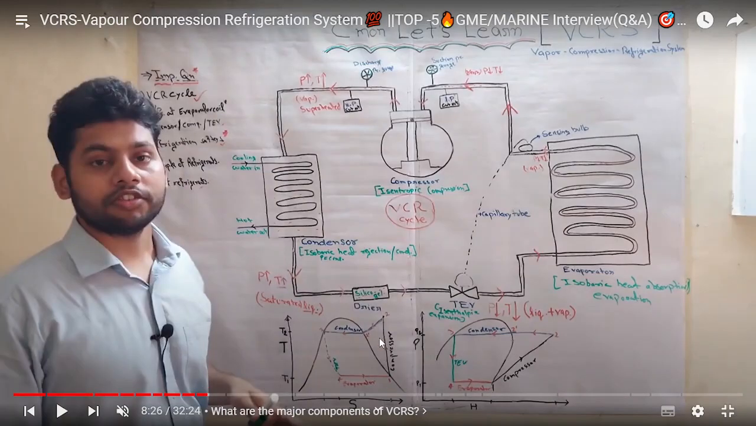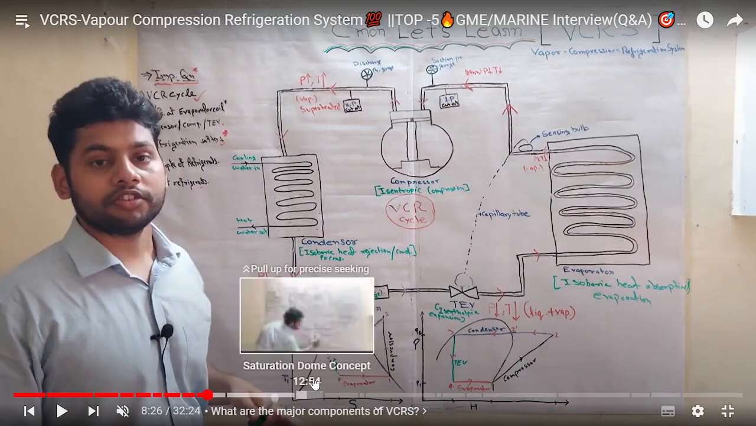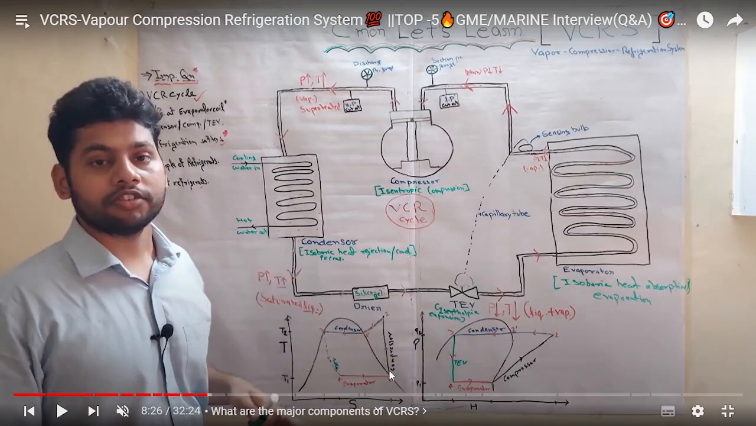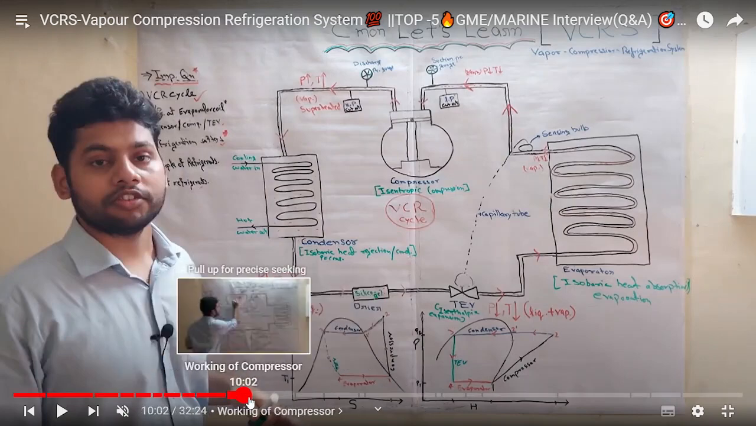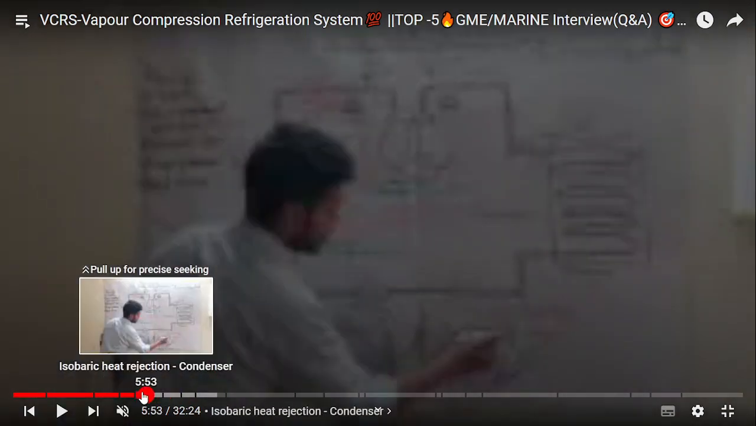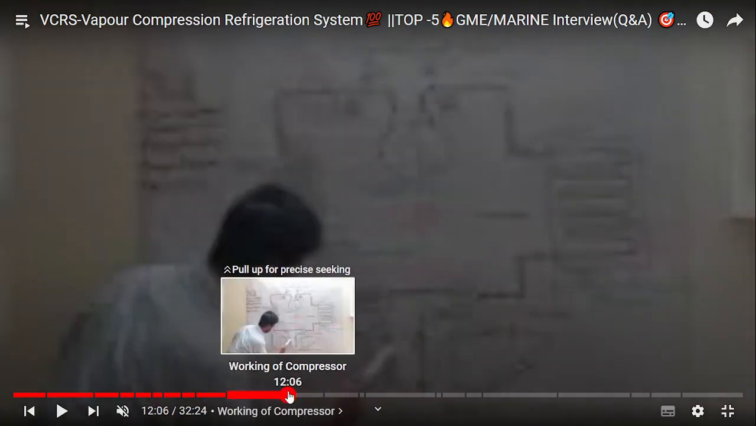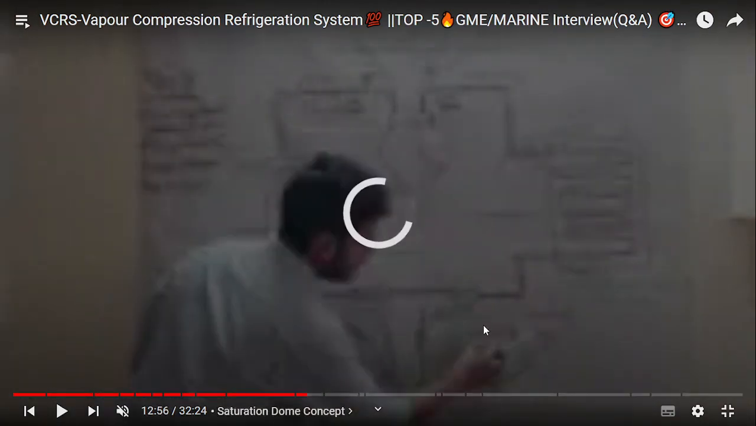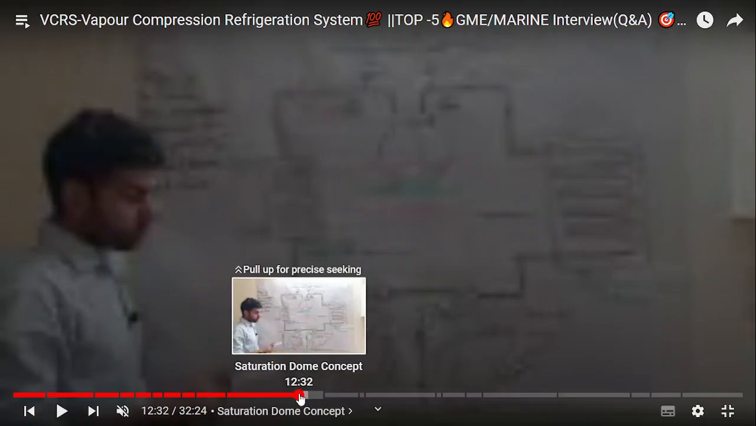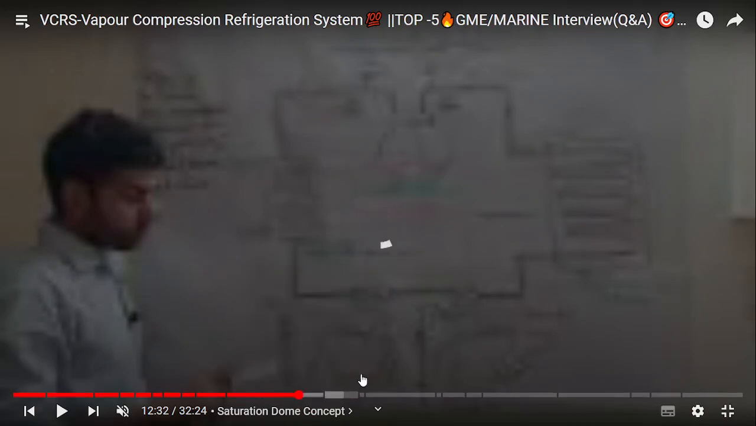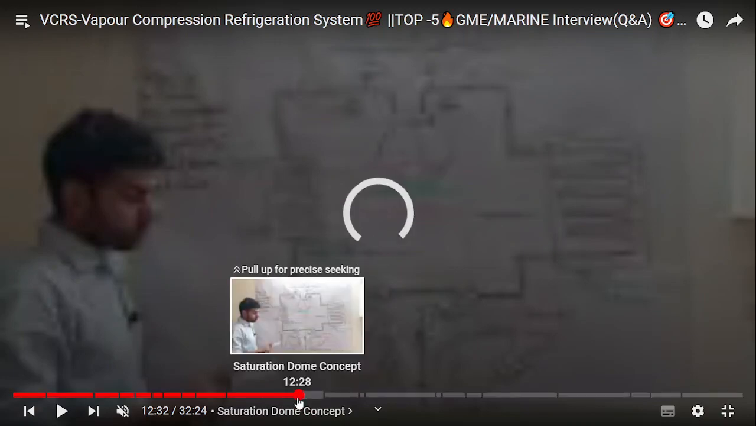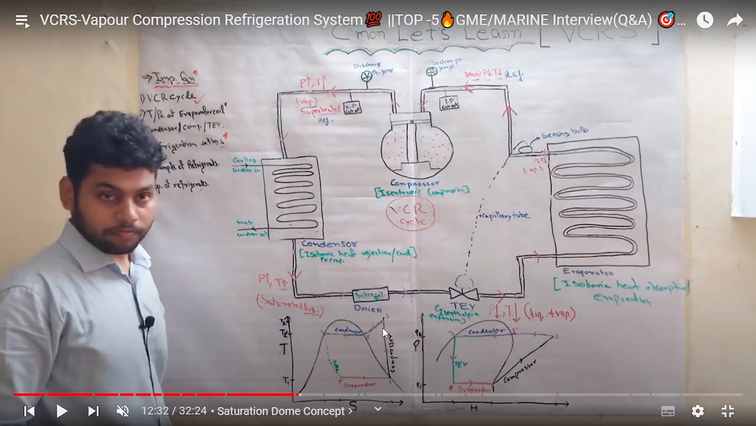Here, see. This is what section, guys? What is this known as? This part is known as saturation dome. Yeah, saturation dome concept. If you get this, it will be easy to understand what is wet steam, what is saturated steam, what is saturated liquid, everything.